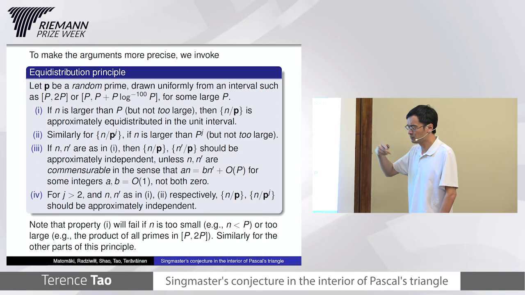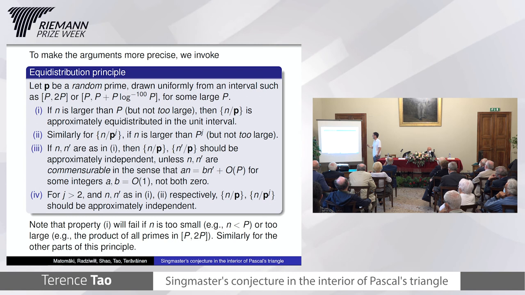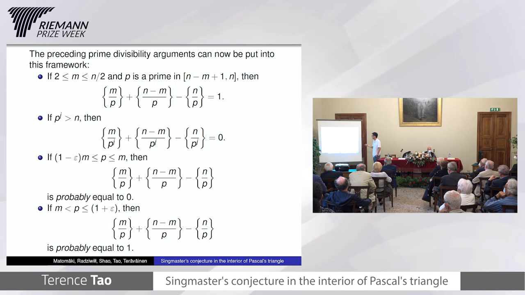So now we connect. The reason why we started working on this problem was that we were actually studying the distribution of these quantities, dividing n by a prime, dividing n by prime squared, and so forth.